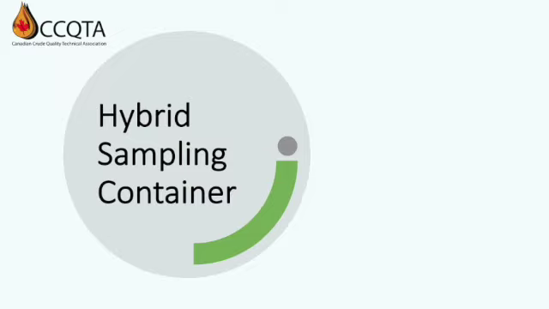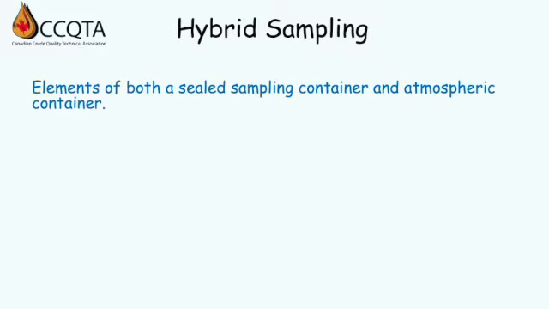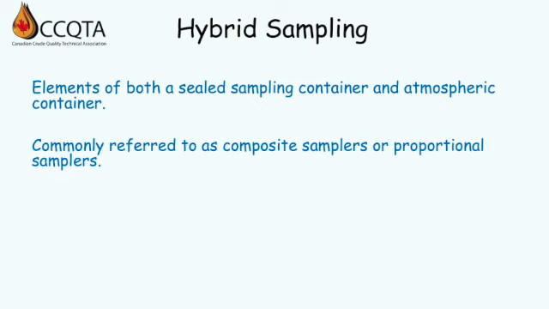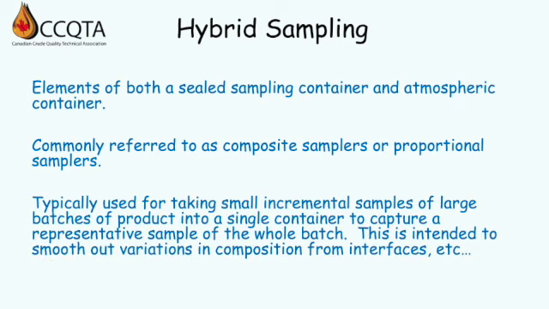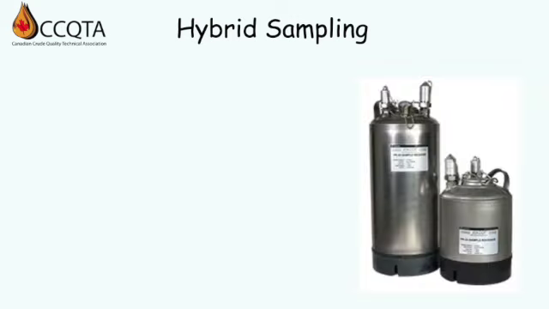As I mentioned earlier in the video, there is also a hybrid type of sampling container. I refer to it as hybrid sampling because it has elements of both a sealed sampling container and an atmospheric container. These are commonly referred to as composite samplers or proportional samplers. They are typically used for taking small incremental samples of large batches of product into a single container to capture a representative sample of the whole batch. This is intended to smooth out variations in composition from interfaces, etc. The image on the right is an example of what a CCQTA type composite sample container looks like.